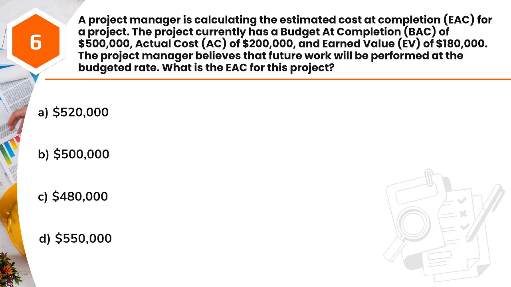Question 6. A project manager is calculating the estimated cost at completion, EAC, for a project. The project currently has a budget at completion, BAC, of $500,000, actual cost, AC, of $200,000, and earned value, EV, of $180,000. The project manager believes that future work will be performed at the budgeted rate. What is the EAC for this project?